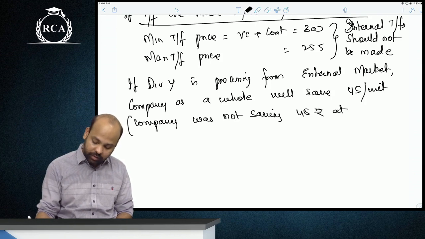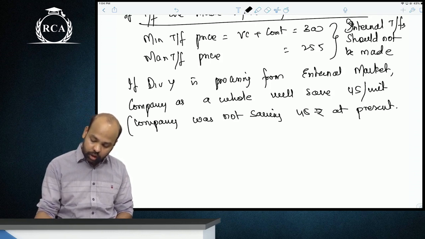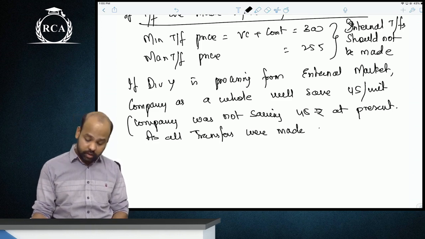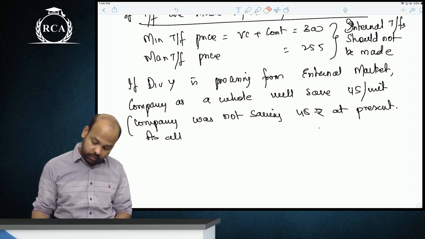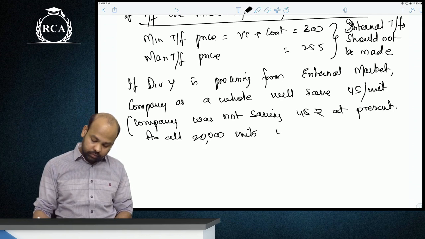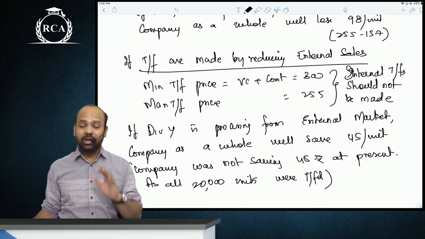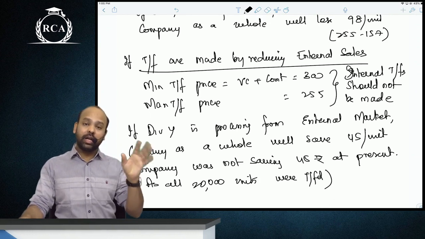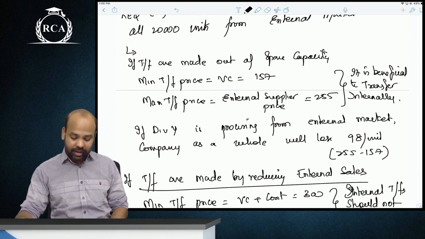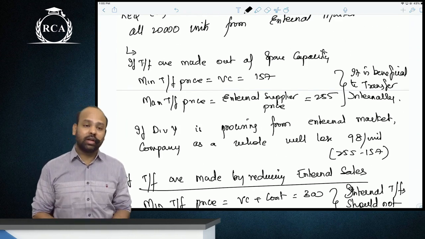Why was it not saving 45 rupees, sir, at present? As all transfers were made internally, as all 20,000 units were transferred. ये जो 45 rupees saving है बेटा, the company was not making this at present. They are like, I do not care about the external supplier price. We will transfer internally at 300 rupees. This is what was happening, guys, which is not correct.